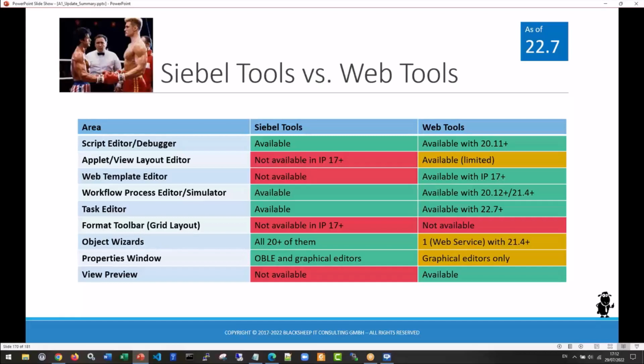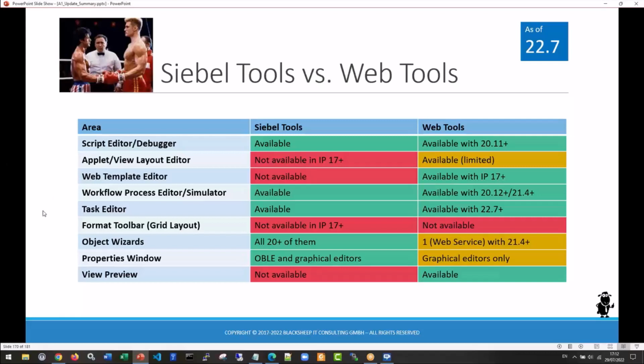Object wizards is another area where Siebel Tools has all of the wizards. Web Tools has just one of them at the moment, the web service importer. The properties window works in Siebel Tools in the list editor and graphical, and in Web Tools only graphical. And Web Tools gets another point for having a view preview feature. The live view preview that you can enable with a user property is a browser feature only. So Web Tools has quite a good standing, I would say, and in a good way.